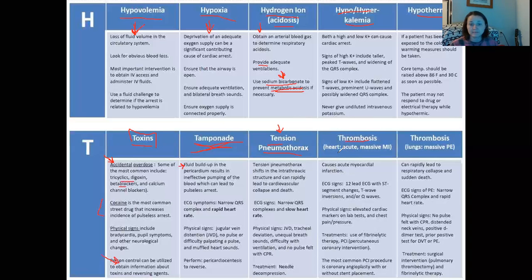Thrombosis, a clot, right, somewhere. Heart or lungs, we got it twice here. Massive PE or massive MI. So a blood clot somewhere is not supposed to be, you're not getting oxygen where you need to. So treating those things, if you suspect that, then that's what you need to treat to move forward.